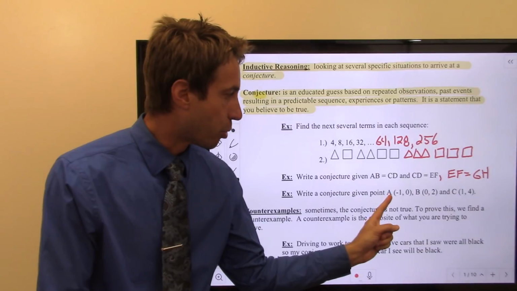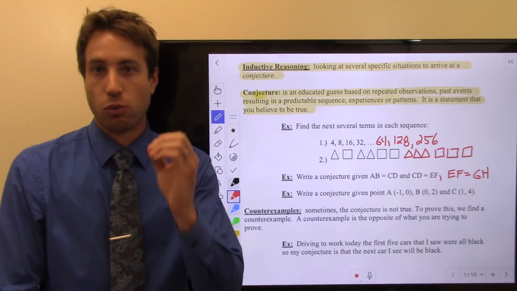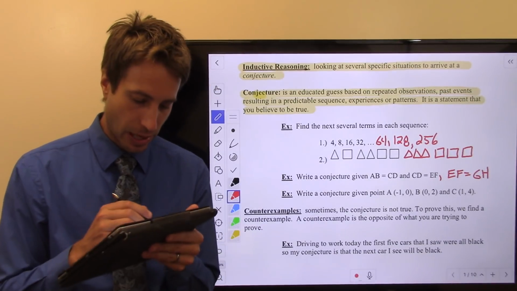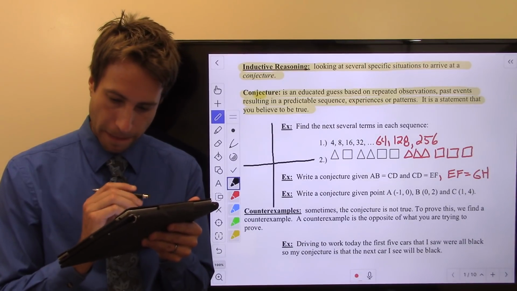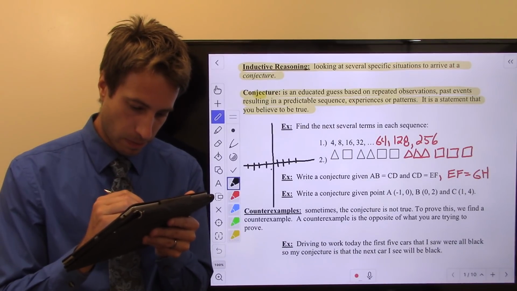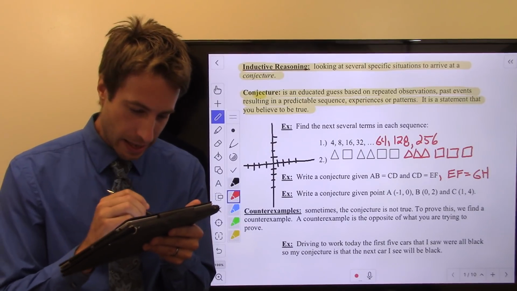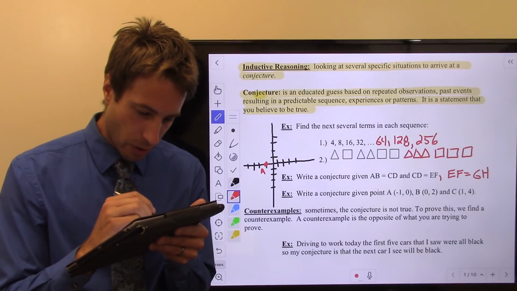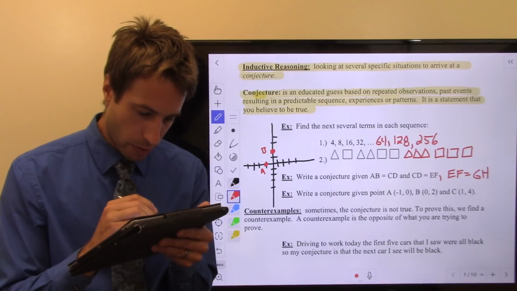Write a conjecture given the points A, B, and C. Now, just looking at the points, really hard to find a pattern. What I would suggest is that you would plot them, graph them. A is at -1, 0. There's A. B is at 0, 2. There's B. C is at 1.